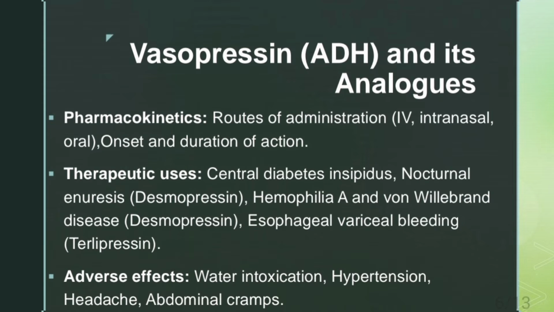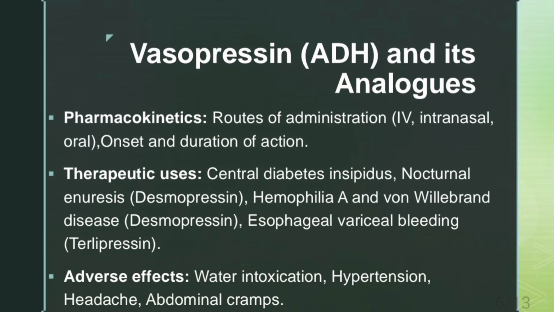Pharmacokinetics. Routes of administration. Vasopressin can be administered intravenously, by the intranasal route and by the oral route. Onset and duration of action. The onset of the pressor effect of vasopressin is rapid and the peak effect occurs within 15 minutes, and after stopping the infusion the pressor effect fades within 20 minutes.